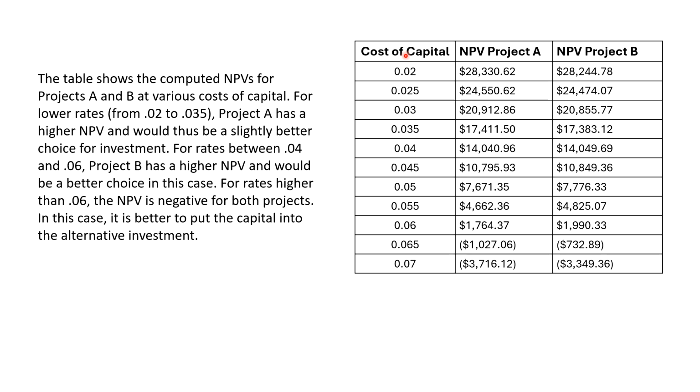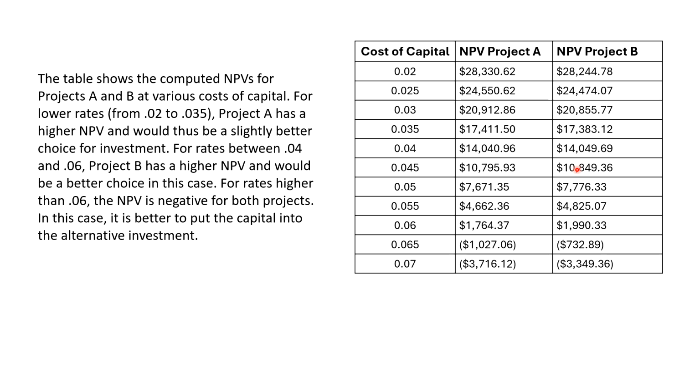The table here shows an NPV analysis for project A and B, and the cost of capital here on the left column. And you can see here that project A is slightly better, slightly higher NPV, from 0.02 up to 0.035. And then from 0.04 to 0.06, you have a slightly better NPV for project B. And then after 0.06, you kind of go into negative territory. So neither project makes sense there.